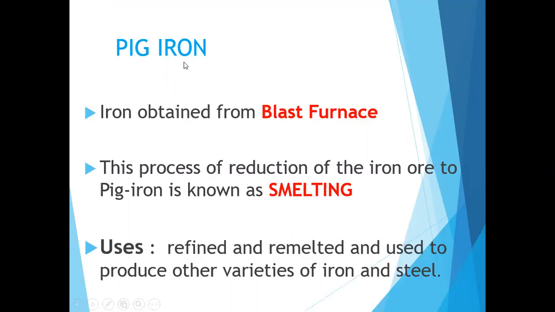So what is the use of pig iron? It is refined and remelted and used to produce other varieties of iron and steel. So the other varieties of iron and steel we make using this pig iron. So the iron obtained from the blast furnace is known as pig iron, that is the first important point. The second one is that this process is known as smelting.